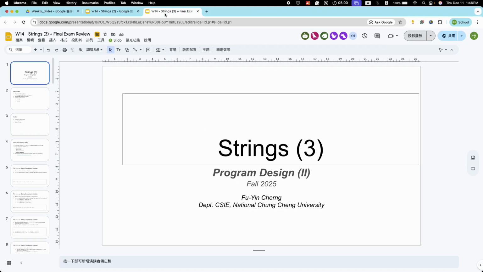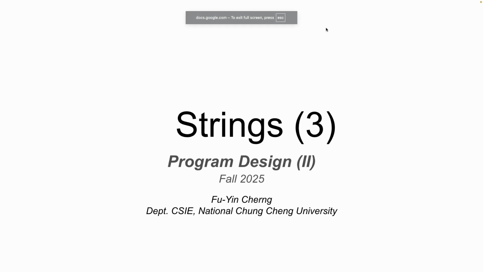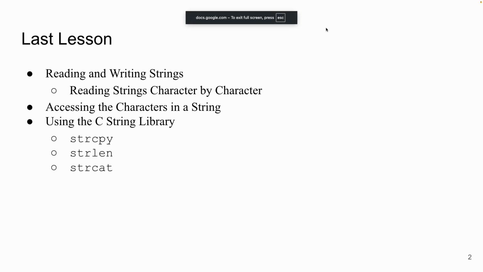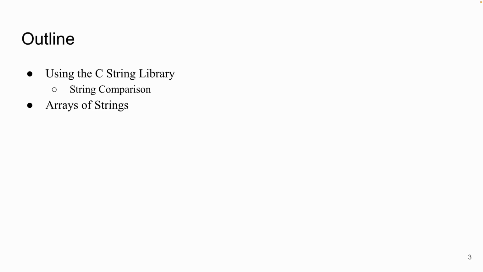So that is all we have for string 2. So let's continue with string 3. Last lesson we talked about how to read the string character by character, how to access a character in a string, and we introduced three C string library functions. Today I want to introduce another useful library function, that is string comparison. And finally, I will talk about how we can create arrays of strings, how we can store multiple strings in an array.